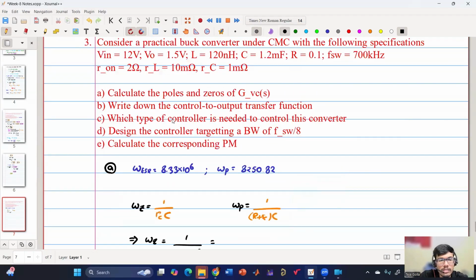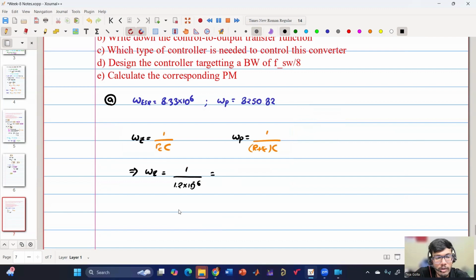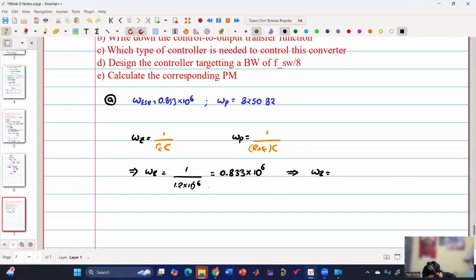Right? One is milli, another is milli. So 1 by 1.2 into 10 to the power minus 6. So I can say that 1 by 1.2 into 10 to the power 6. So it is 0.833, right? Yes, sir. So omega Z is 0.833 into 10 to the power 6.